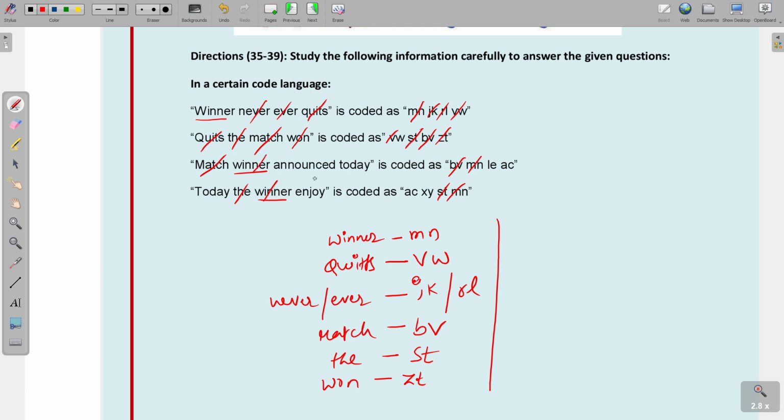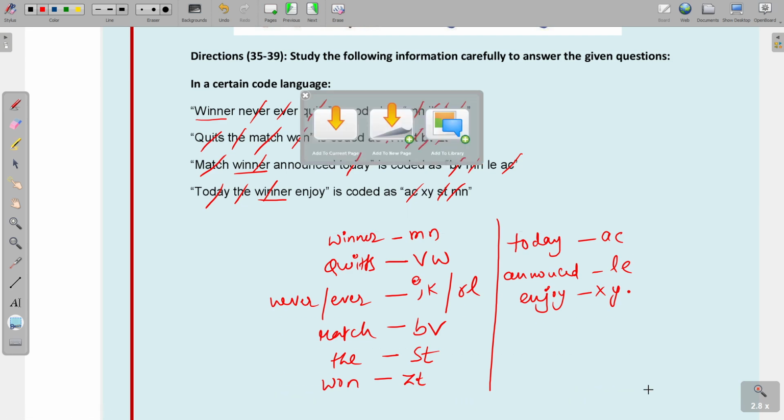Remaining: announced, today and today. What is the code for today? Today is AC. Next, announced is coded as LE and enjoy is coded as XY. These are the codes for every word. Let us move on to the questions.